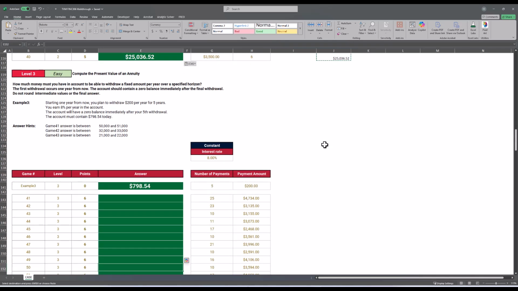Here we're going to compute the present value of an annuity. And this is set up so that the first payment happens 1 period from today. And so this is an ordinary annuity. And so our PV formula will work right out of the box. So here I'm going to say PV.